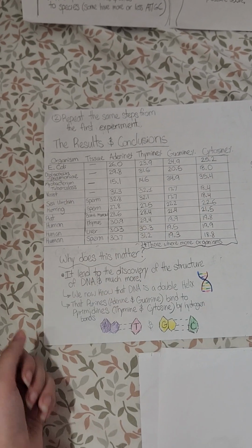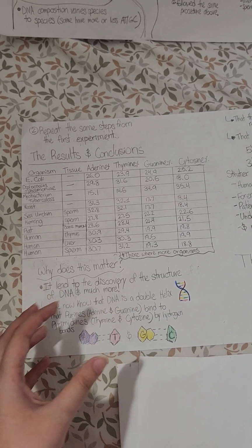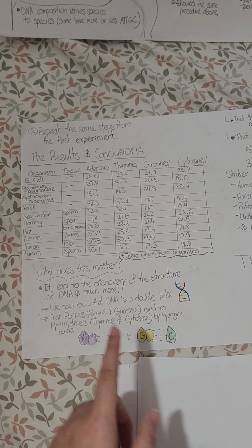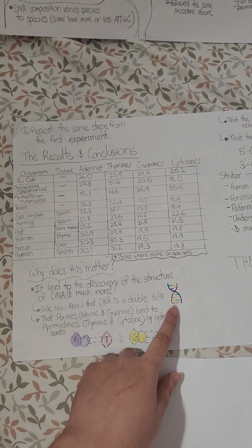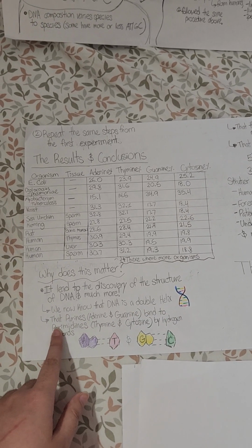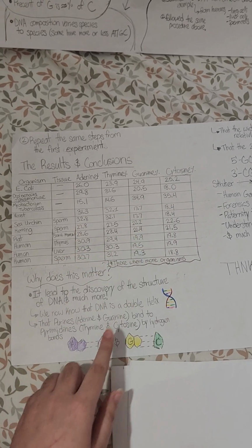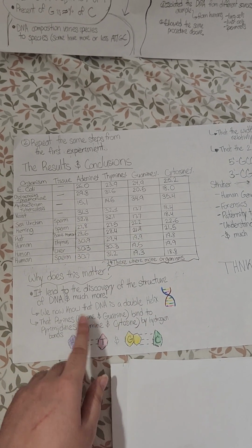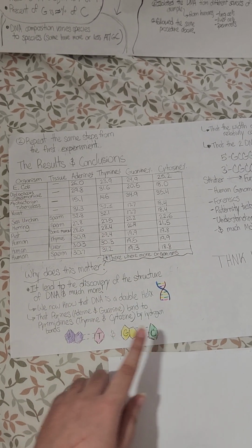Now, why does this matter? It led to the discovery of the structure of DNA and so much more. We now know that DNA is a double helix, that purines, which are adenine and guanine, bind to pyrimidines, which are thymine and cytosine, by hydrogen bonds.